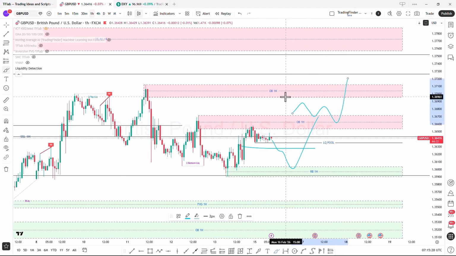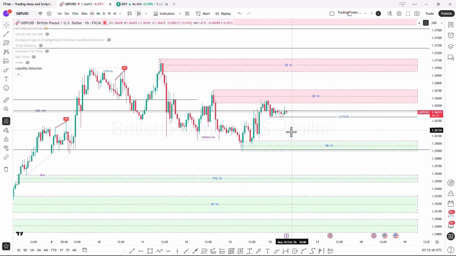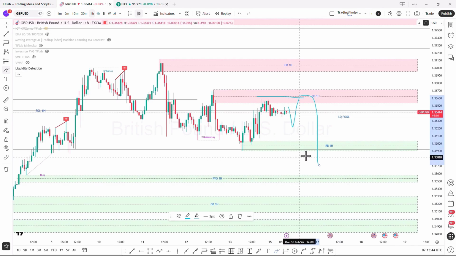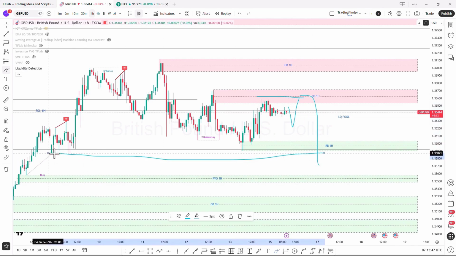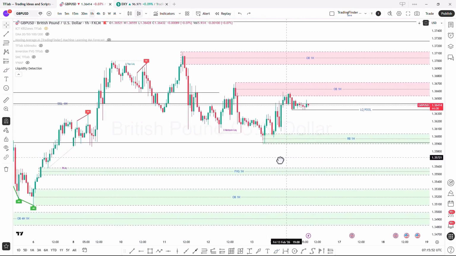It could continue its upward move and reach the next order block area at the 1.3696 level. However, if selling pressure persists, the price could move downward. It could enter the order block area and eventually continue its downward movement. A significant liquidity pool is currently located right in this specific area, which can effectively attract the market price toward itself.